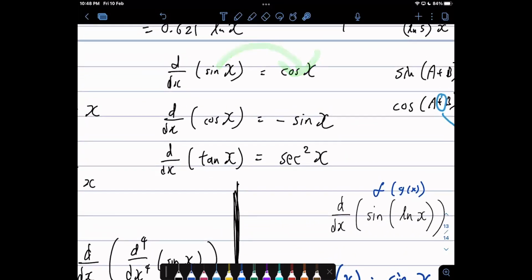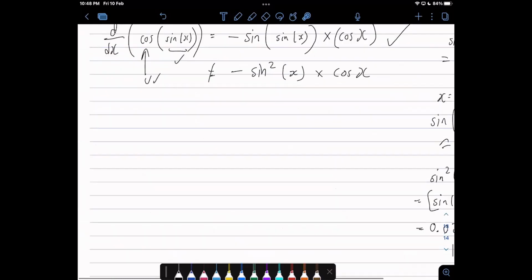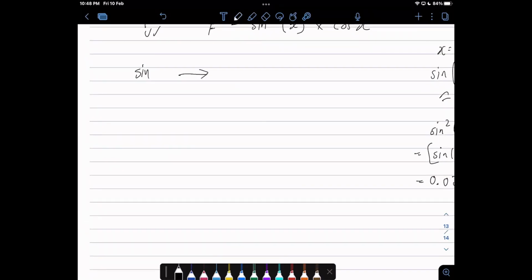Differentiate sine, you get cosine. Differentiate cosine, very naughty, extra minus sign. Just opposite, sine, cosine, cosine, sine. Now differentiate tangent, you get secant square. Okay, now repeat for me. What is it? Oh my god. Sine, cosine, negative sine, tangent.